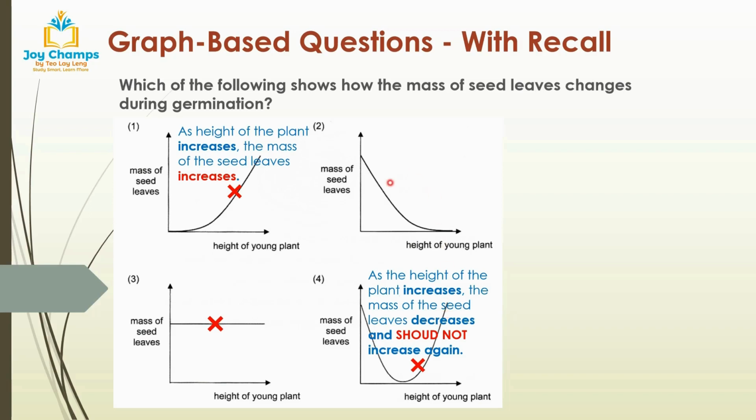That leaves us with one and only option. And what does it say? As the plant's height increases, the mass of the seed leaf decreases.